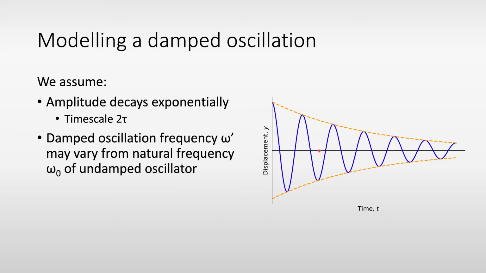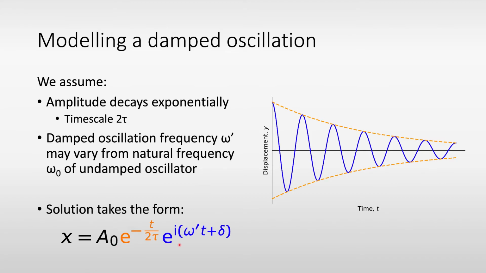The solution, therefore, takes the form of a double exponential. So we have the original amplitude, A0, we have our decay of the amplitude, e to the minus t over 2 tau, and then we have the oscillation itself. So what we've done here is we've described two components. We have the oscillation in blue, and we have the decay of the amplitude, also known as the envelope, which contains that oscillation, decaying with this orange exponential here.